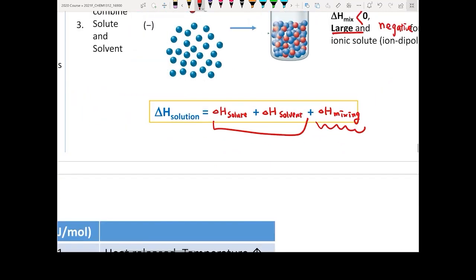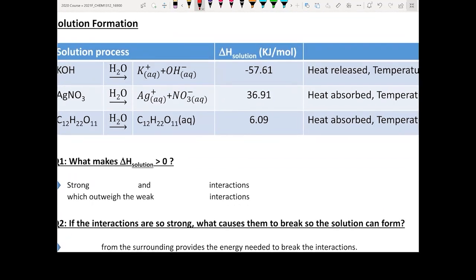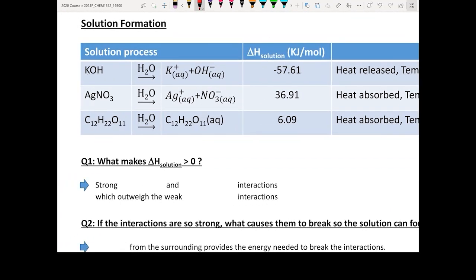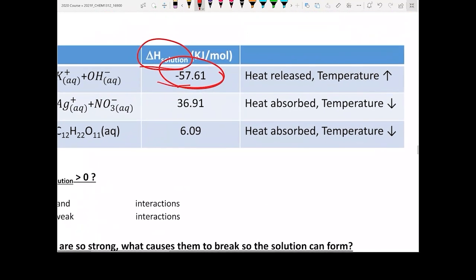Let me give you a quick example on the next page. This is the delta H of solution, which is the sum of your delta H solute, delta H solvent, and delta H mixing. For your KOH, it is negative. The only term that gives you a negative delta H is delta H of mixing. So in this case, it's going to form the solution naturally.